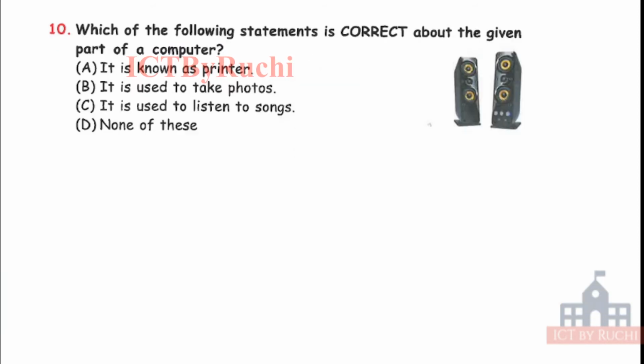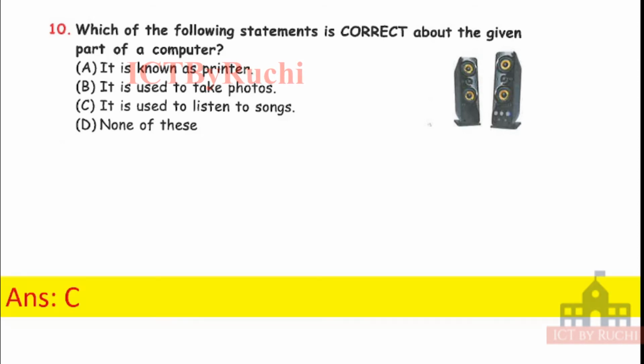Next question, which of the following statements is correct about the given part of a computer? The given part of a computer is a speaker. So let's read the options. It is known as a printer, it is used to take photos, it is used to listen to songs, or none of these. Give me the answer quickly. Answer is C. It is a speaker and is used to listen to songs.